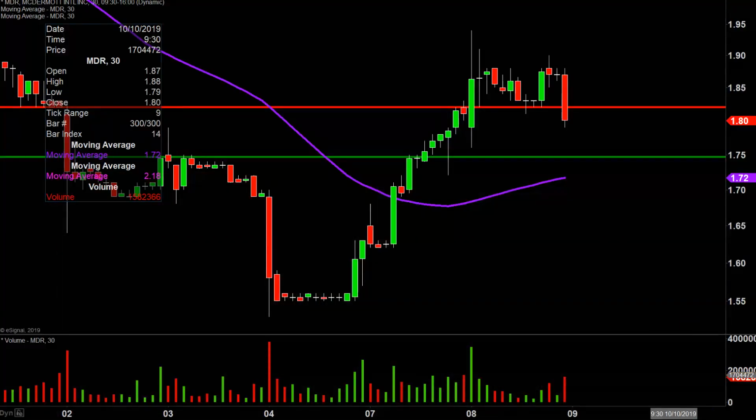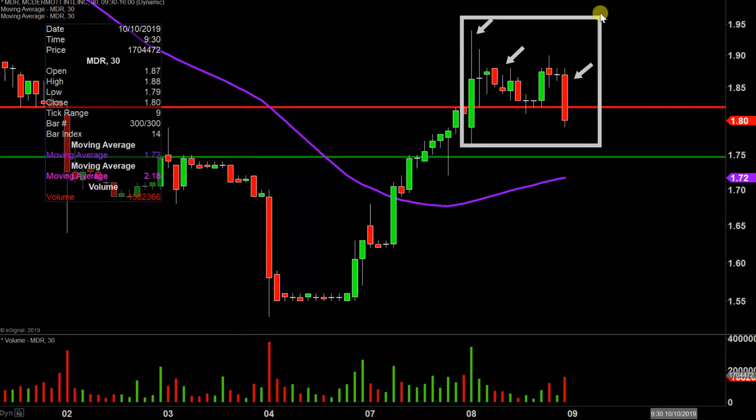Real quick, what do I mean by 30-minute in case maybe you're new to charts? Instead of each one of these candlesticks here representing 1 day's worth of price action, which is what you would normally see, each one represents 30 minutes. So while this may look like several days' worth of time, it's actually today's price action broken down into 30-minute time slices.